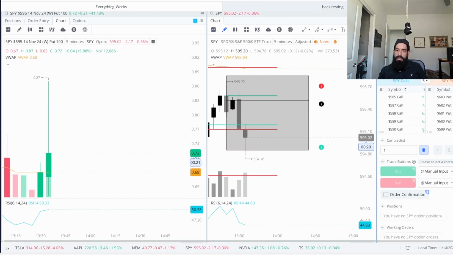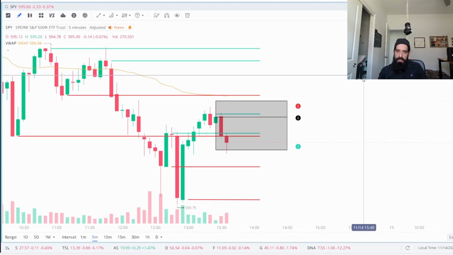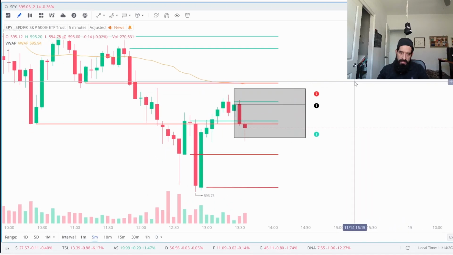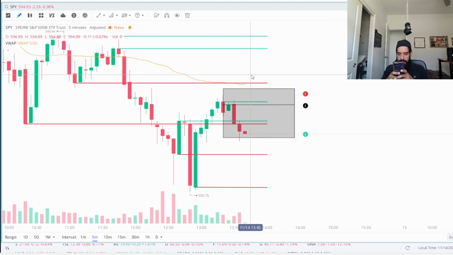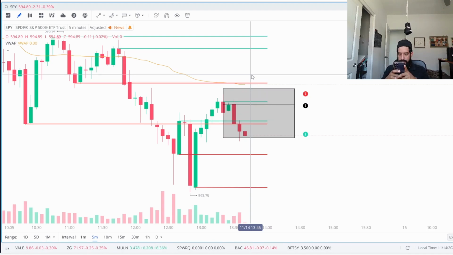And since I don't really think I'm going to end up being able to find another trade, I'm just going to go into my back testing screen because it's bigger. And then I got back testing for the next 20 minutes. Oh yeah, let me screenshot this. I like to screenshot these.